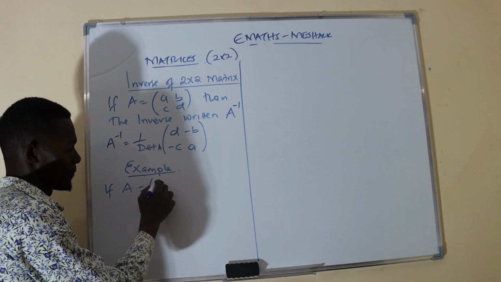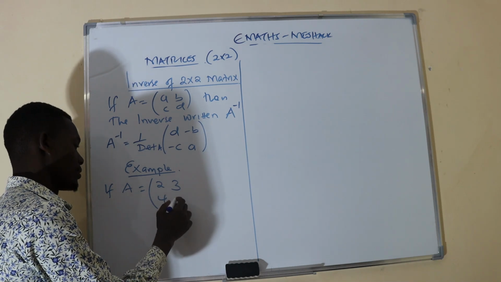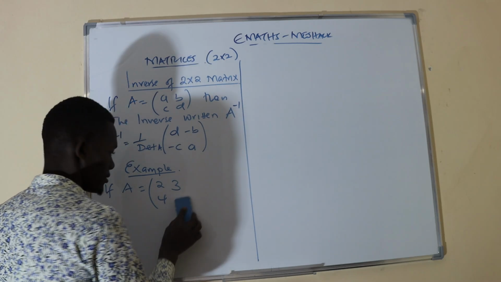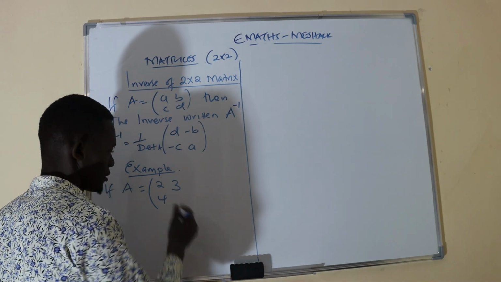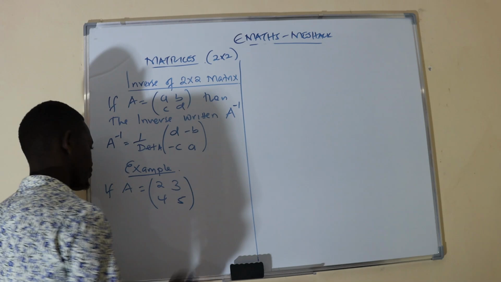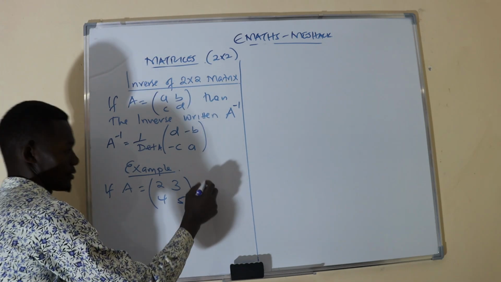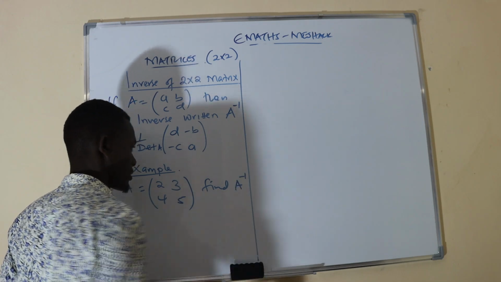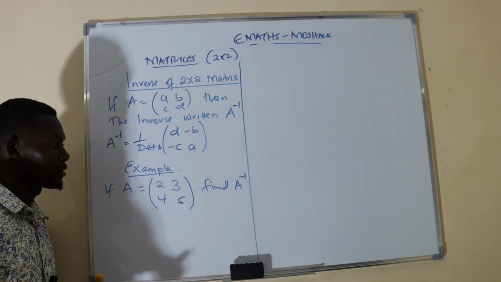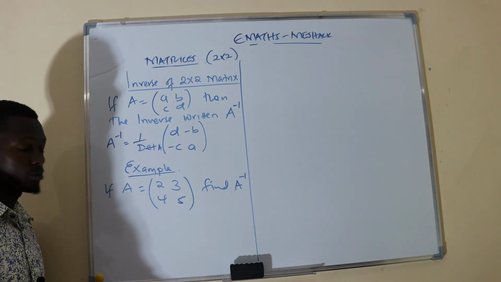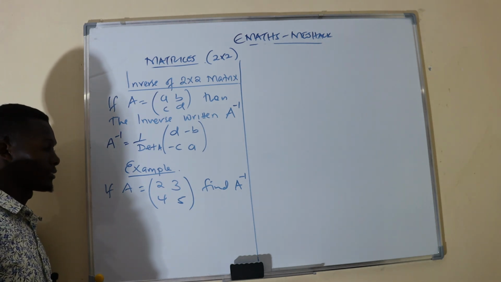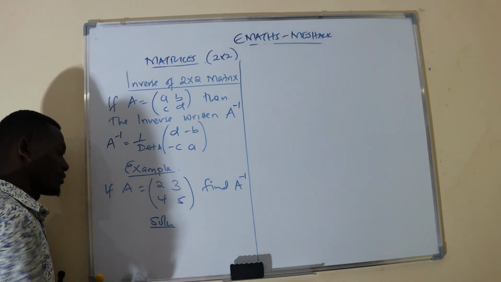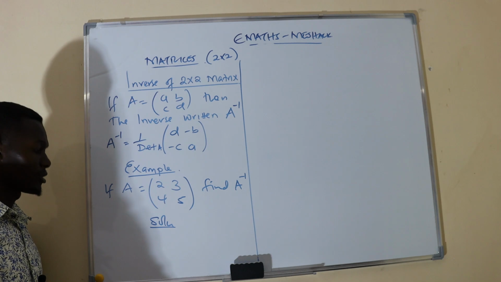A is given by 2, 3, 4, 6. No, let's not choose 6. Let's use 10. Let's use 5. Find A inverse. So anytime you see a -1 as a superscript, that means you're supposed to get the inverse. So the solution: the first thing you start by getting is the determinant of A.